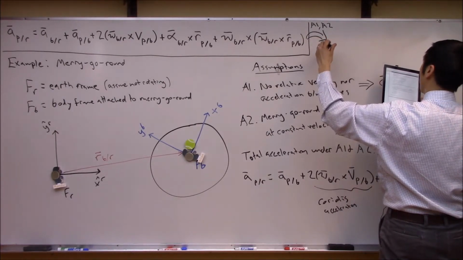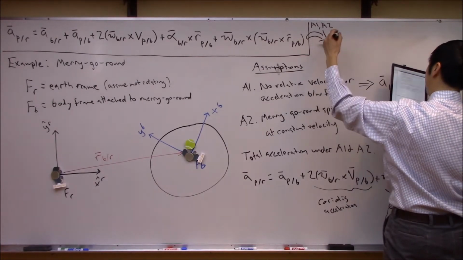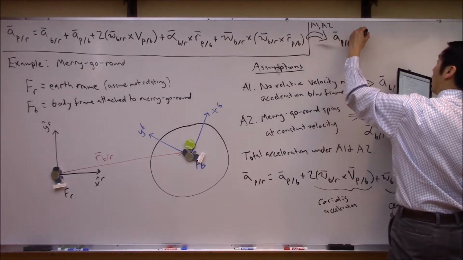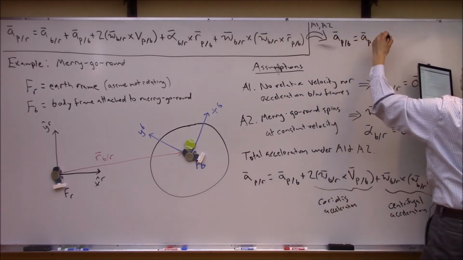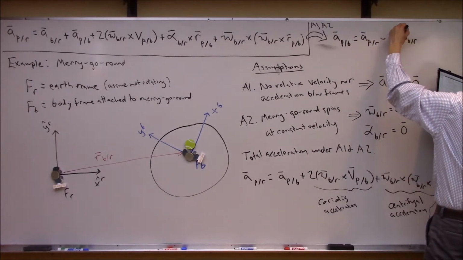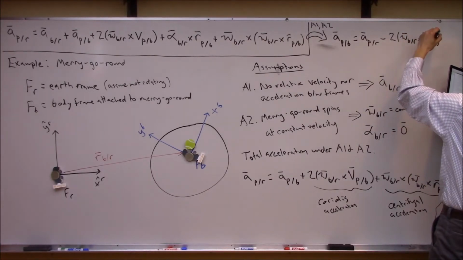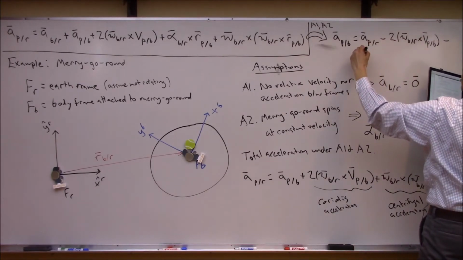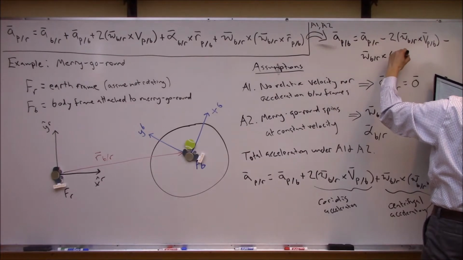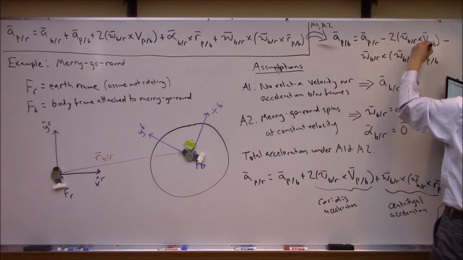I'll run out of space here, so let's do it like this. This simplifies to A P with respect to B is equal to A P with respect to R minus the Coriolis term, right? Minus 2 times omega B with respect to R crossed V P with respect to B, and then minus omega B with respect to R crossed with the quantity omega B with respect to R crossed R P with respect to B.